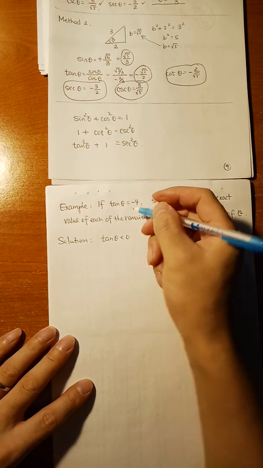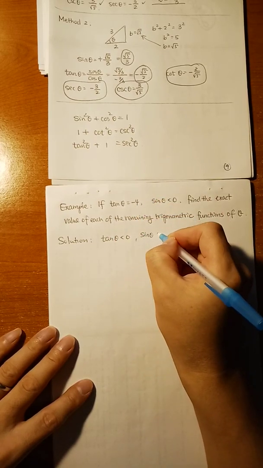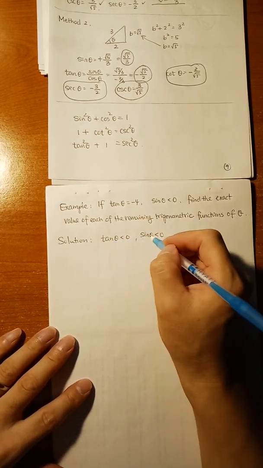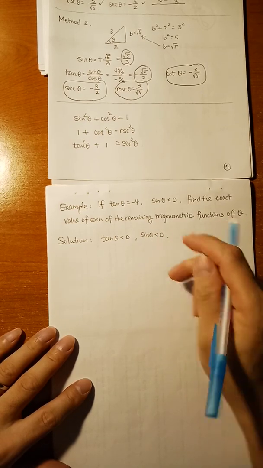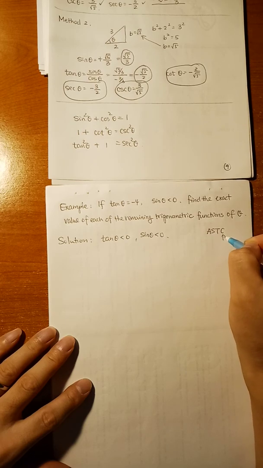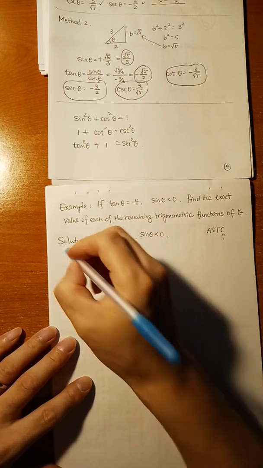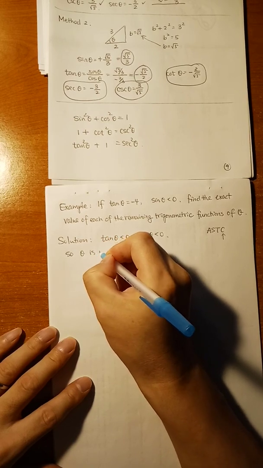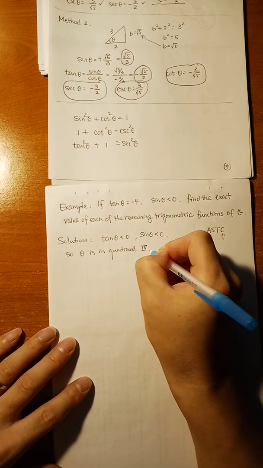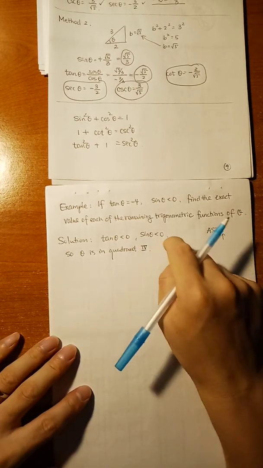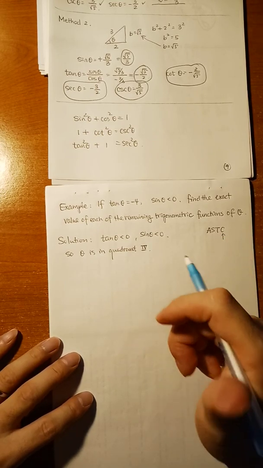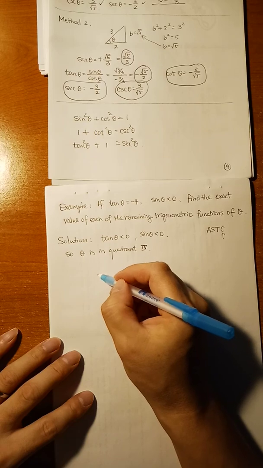Tangent theta is negative 4, sine theta is negative. There's only one quadrant where these two functions are both negative: quadrant 4. In quadrant 4, only cosine is positive; the other two are negative. So theta is in quadrant 4. This is a very, very important position. Once we get quadrant 4, let's see how we do that.